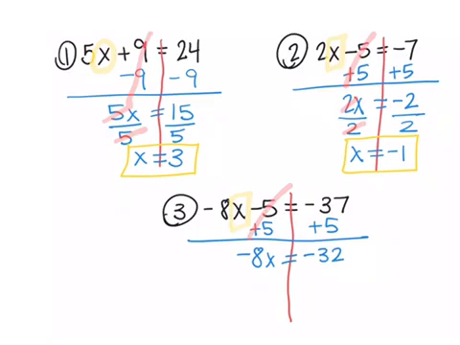So then our final step here is that we need to get rid of this negative 8 over on the left-hand side. Because this says negative 8x, that means negative 8 times x. To get rid of it, we're going to do the opposite of multiplication, which is division. So I'm going to divide by negative 8 and divide by negative 8. So on the left-hand side, I have now gotten x by itself. And on the right-hand side, I have a negative divided by a negative, so that becomes a positive. And 32 divided by 8 is 4. So our solution to this one is x equals 4.